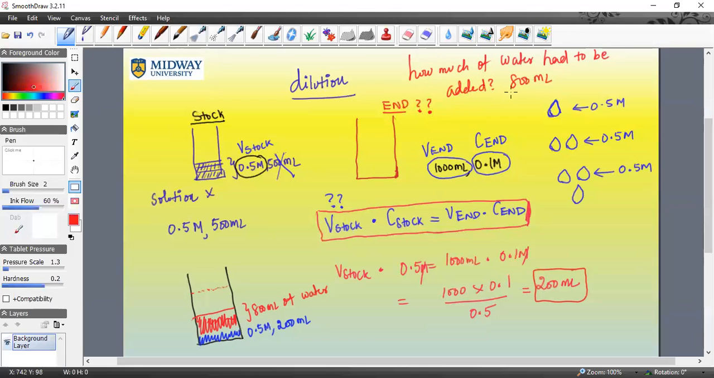If I just ask you how much of the stock do you need, the answer is 200. If I ask how much water had to be added to the stock to get the desired volume and concentration in the end, then that had to be 800. So this is all there is to a dilution problem. And hopefully I've shed some light, because you can't really graduate out of a chemistry class and not really know how to do a proper dilution.